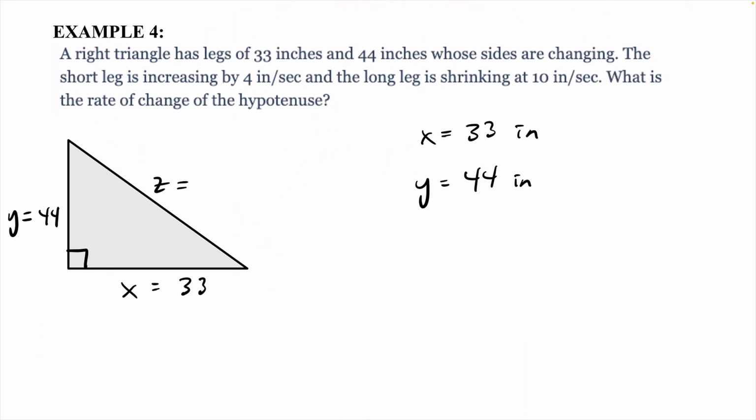dy over dt equals negative 10 inches per second? Yeah, so that's the shrinking one, right? The longer leg is y. So the rate is it's shrinking. It's shrinking by 10 inches per second. So that's negative 10 inches per second. And then dx over dt. That one's increasing. It's increasing by 4 inches per second.